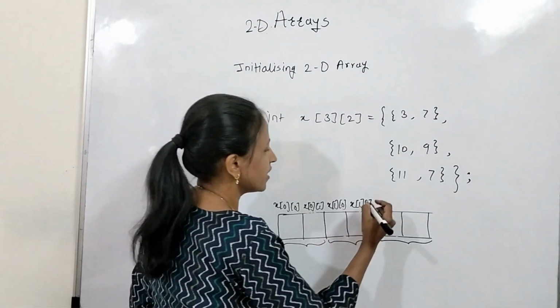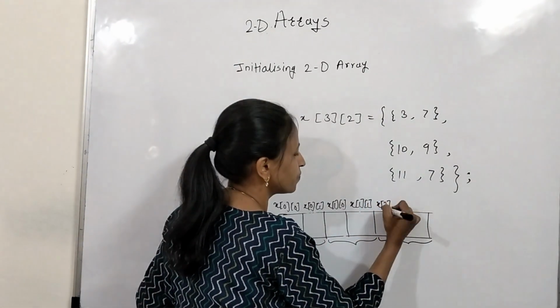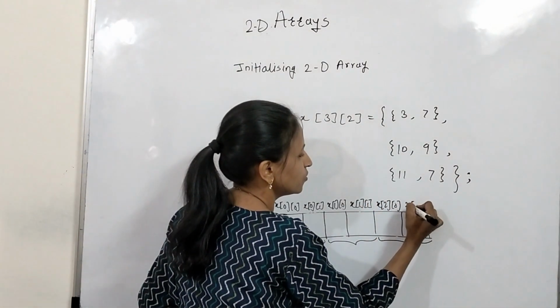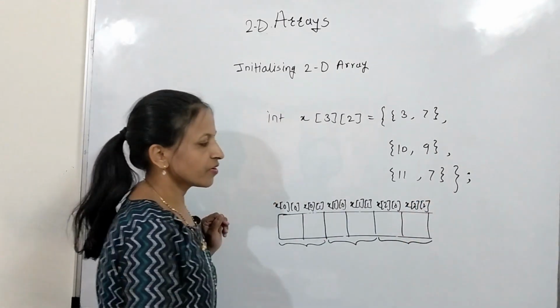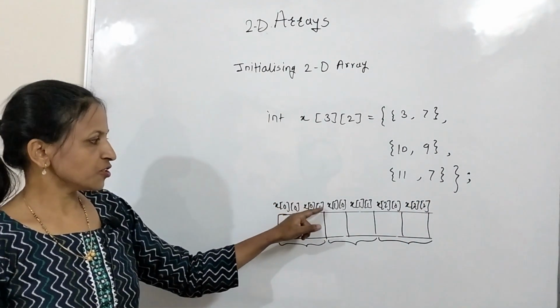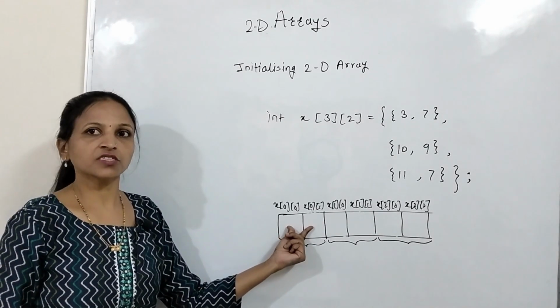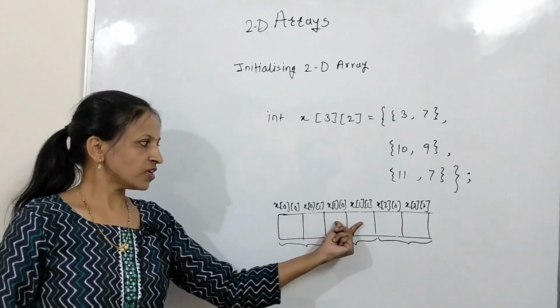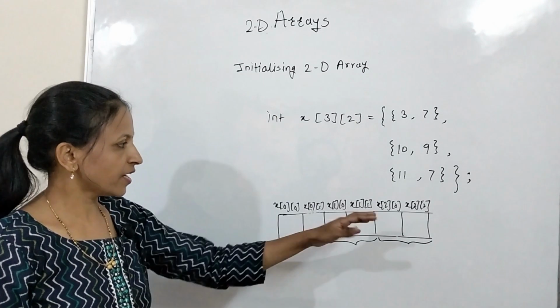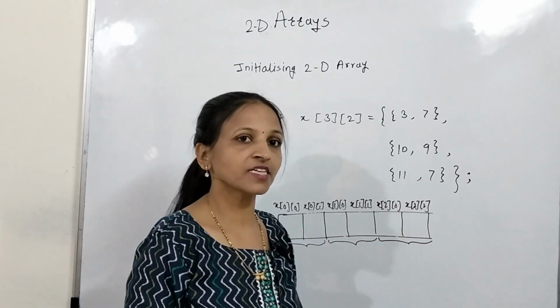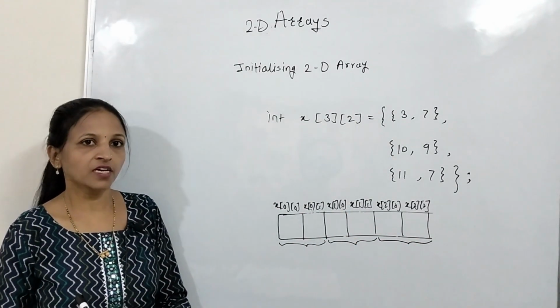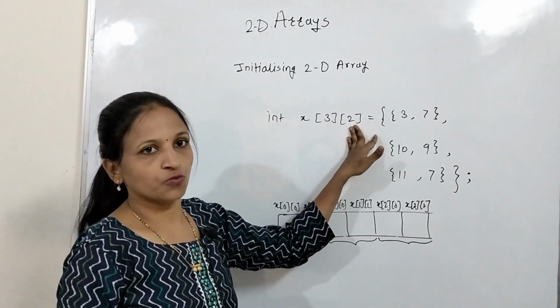Getting? Now next one x of 2, 0. And x of 2, 2. Getting? This 0, 0 and 0, 1, these are the elements of the first individual array. Then 1, 0, 1, 1, second array and third array. And this is the group of 3 arrays, that's why it is a two-dimensional array of size 3, 2.